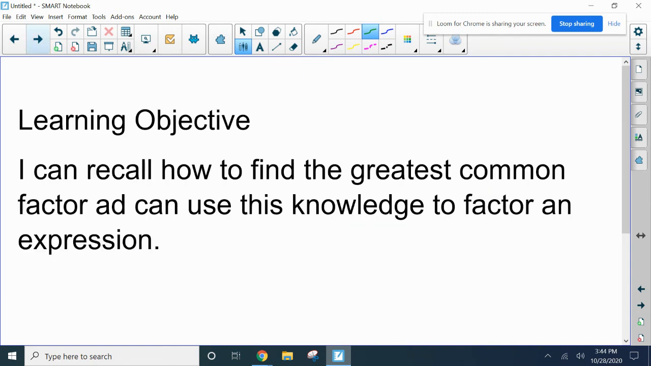Awesome. So today we recalled how to find the greatest common factor. We used that knowledge and the distributing that we learned on Tuesday, the combining like terms that we learned on Monday, and the simplifying that we learned on Wednesday, which uses Monday and Tuesday, to factor an expression. Because sometimes you'll have to simplify and then factor. And in order to simplify, we have to combine like terms and distribute. And we have to know how to find a greatest common factor in order to factor that expression.